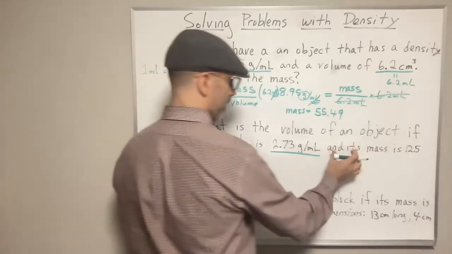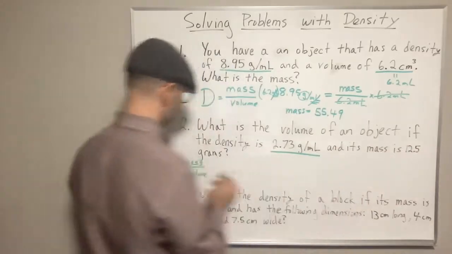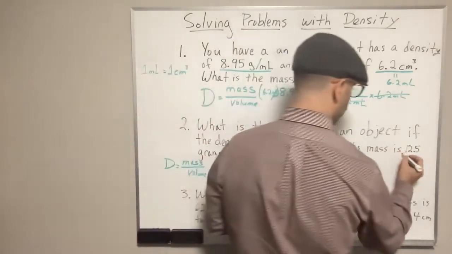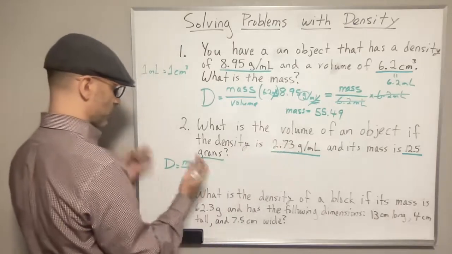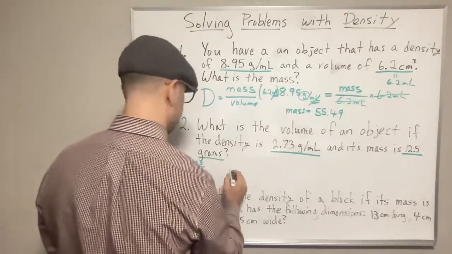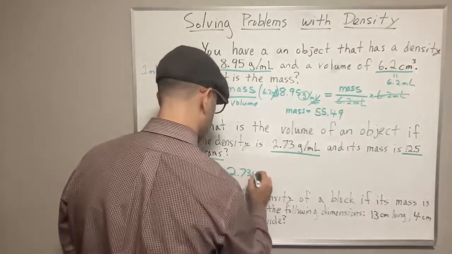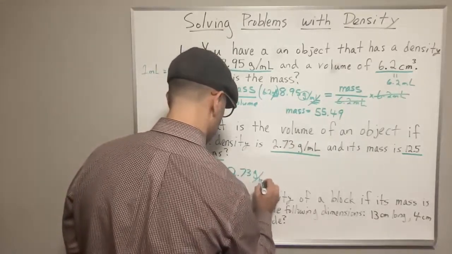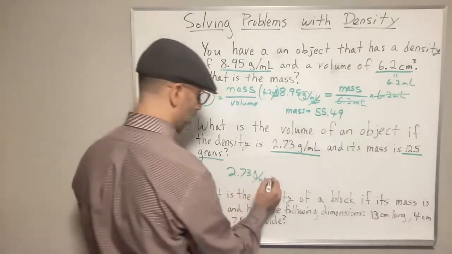And its mass is 12.5 grams. So we got the mass, we got the density. So let's plug this in. The density is given to us, so that's going to be 2.73 grams per milliliter. Grams on top, milliliter on the bottom.